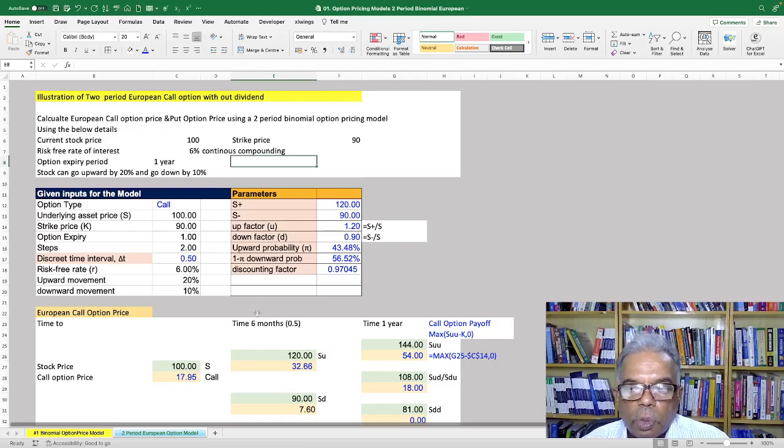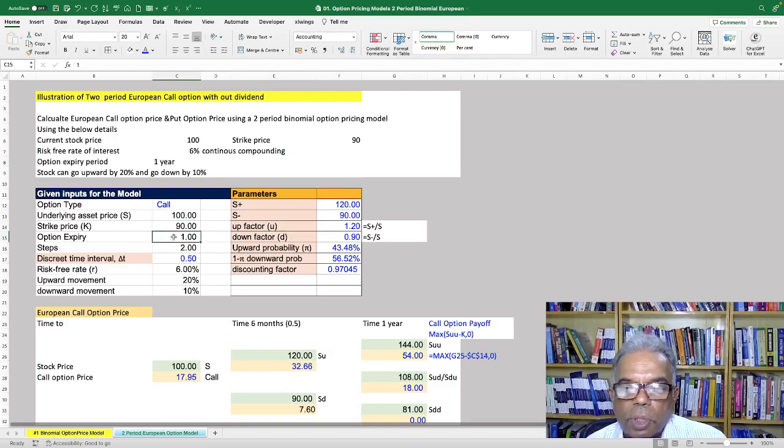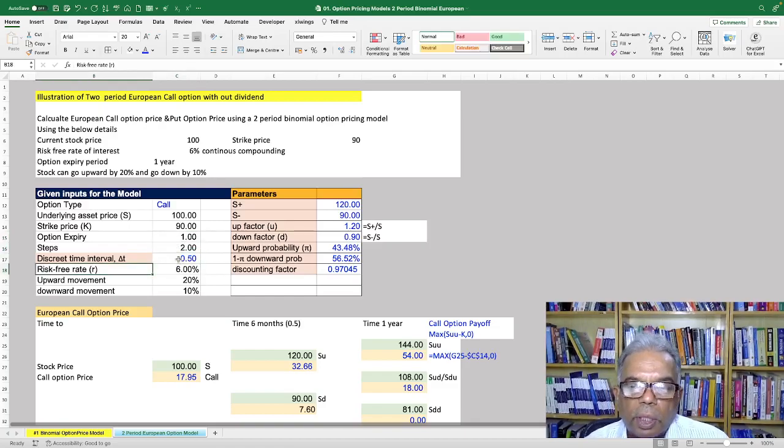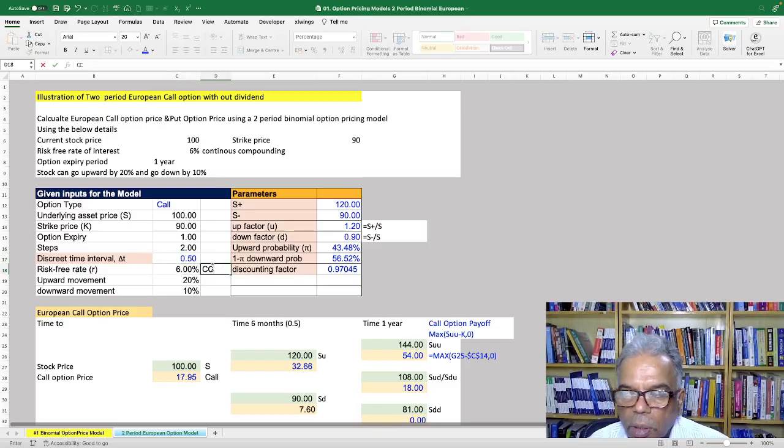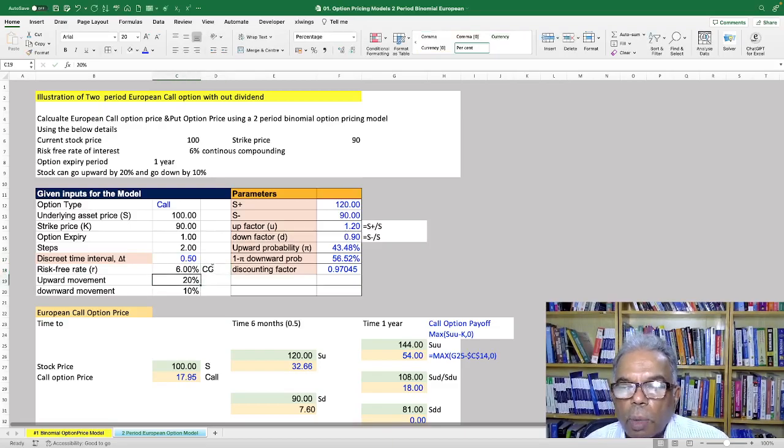So what are all the inputs required for the model? We have the current price of 100 and the strike price of 90. The option expiry is 1 year. Since it's a two-period binomial, the number of steps is 2, so we are going to break the 1 year into 0.5, that is, 6 months and 6 months. The risk-free rate of interest is continuous compounding. And the stock can go 20% upward or 10% downwards. These are all the given inputs.